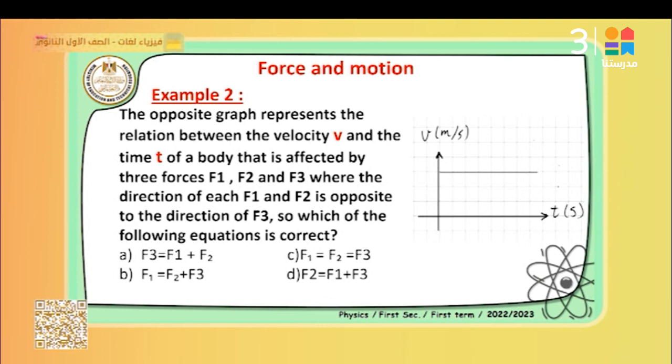From this graph, we have a uniform velocity or a constant velocity, which means there is no acceleration. Acceleration equals 0, which means total force equals 0.